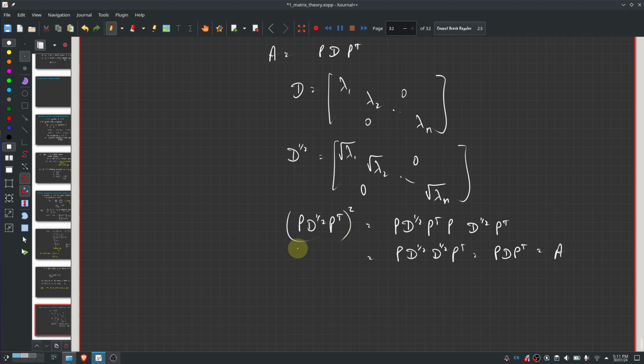So we refer to this particular matrix P d to the half P transpose as the square root of A, simply because it has a property that if you take the square of this particular matrix, then you get back A. And if you recall, we used this particular property when we tried to derive the gradient of the log determinant of a matrix. Any questions?